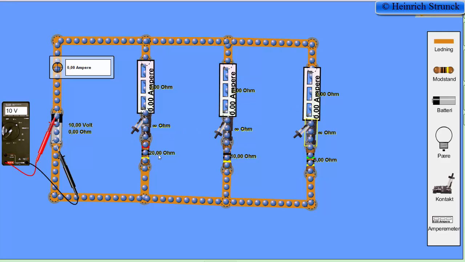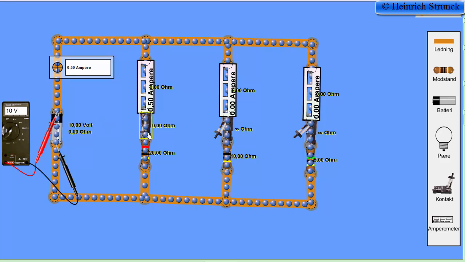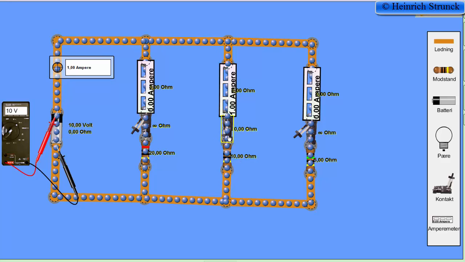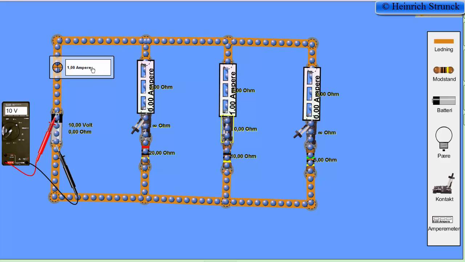The first load was 20 ohm, so we got 10 volts and 20 ohm. It should give us a current of 0.5 amp. We try to connect and we can see that the current is 0.5 amp. The next one, we got 10 volts and 10 ohm. It should give a current of 1 amp. And it is true.